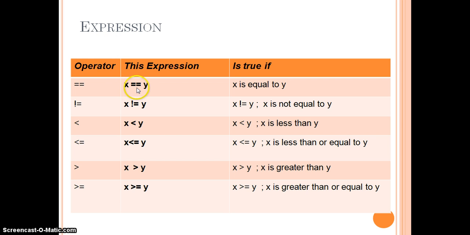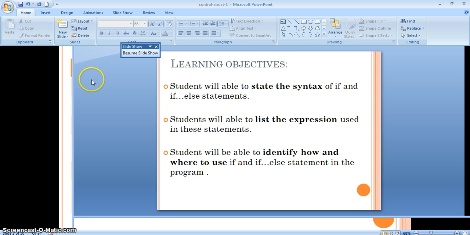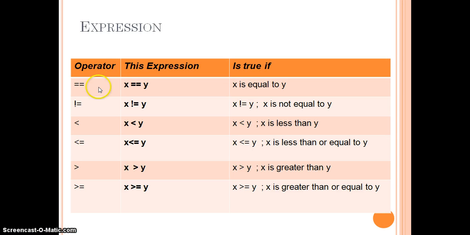Now what is this expression? The expression is where we compare the values of two variables, and to compare them we use operators in C. The first operator is equal to, x equal to y. This expression is true only if x is equal to y. Next is not equal to, x not equal to y. This expression will be true only if x is not equal to y, meaning both variables have different values. Less than, x less than y: if x is less than y, then the expression will be true. Similarly x less than or equal to y, x greater than y, and x greater than or equal to y.